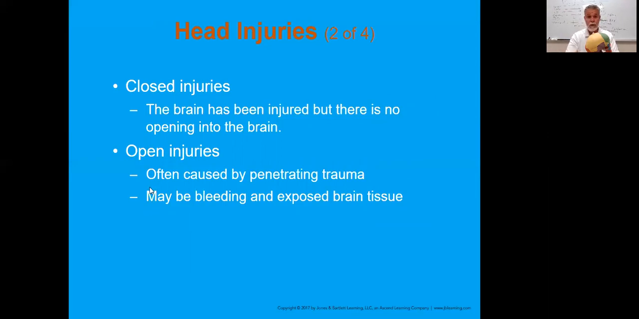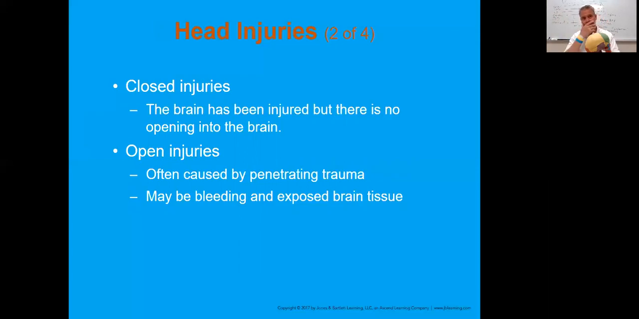But closed versus open injuries, now, there is some type of trauma, usually a blunt force trauma that's happened, but there's not an actual opening to the brain. On the open injuries, typically something that's by the penetrating trauma, again, gunshot wounds, stab to the head, whatever it is, but there could be bleeding, there could be exposed tissue to that. Again, that's the difference between an open and a closed injury. One opens up the tissue, the other is just a closed injury. They're both bad, but doing our assessments, just be aware, very similar to the soft tissue injuries.